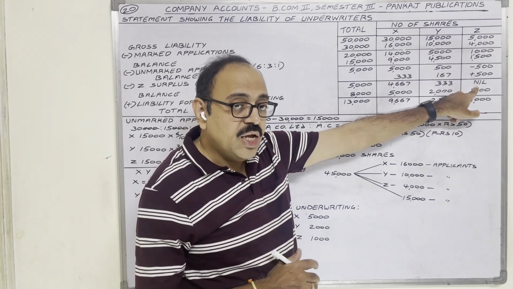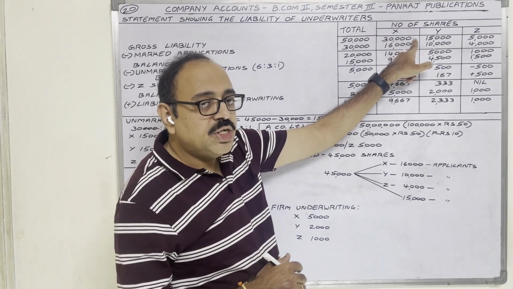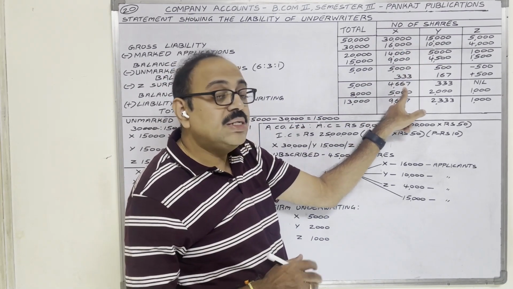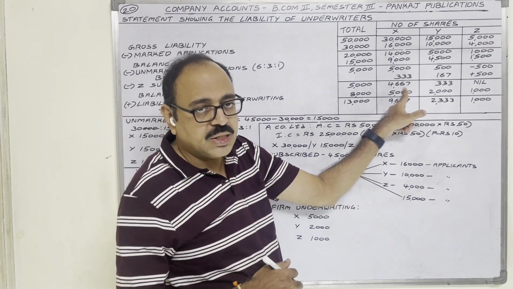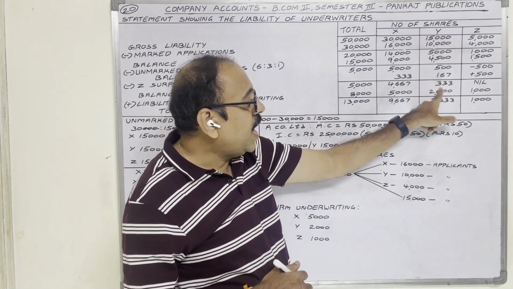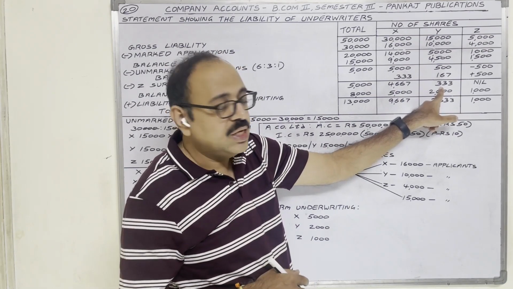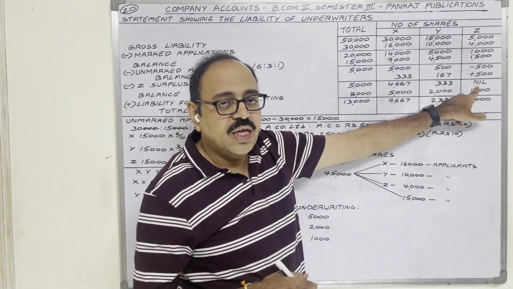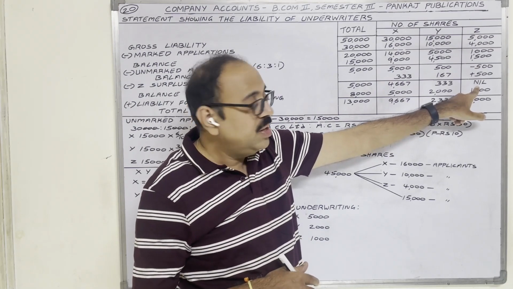So what is the meaning of this? X is giving underwriting for 30,000 shares, no? So finally he has to buy 4,667 shares because the public failed to apply for this many shares. Y's gross liability is 15,000. Finally he has to buy 333 shares because the public failed to apply for these shares. Z's liability is 5,000 shares; he need not buy anything because all the shares are applied for by the public.